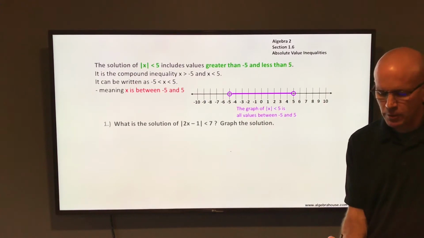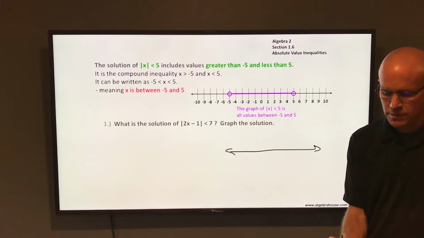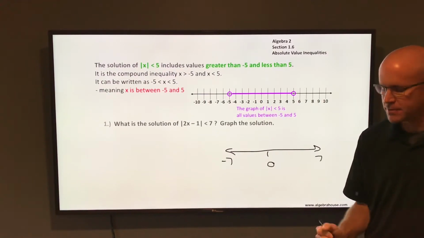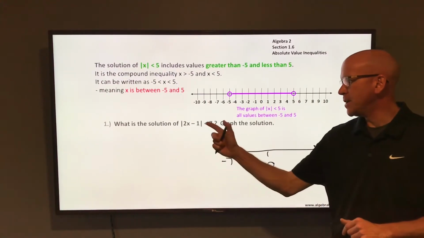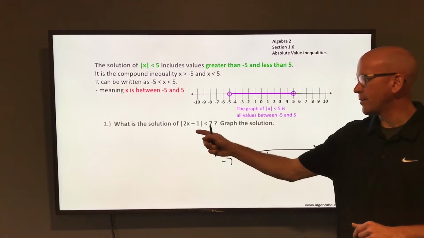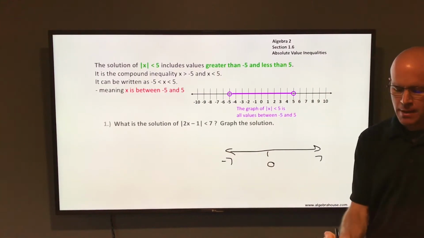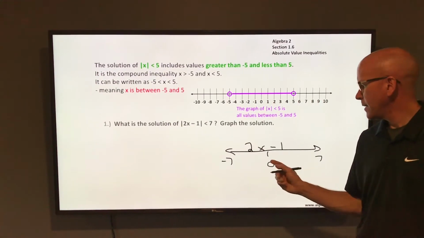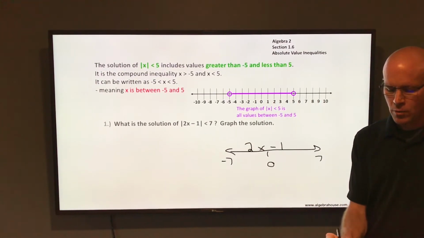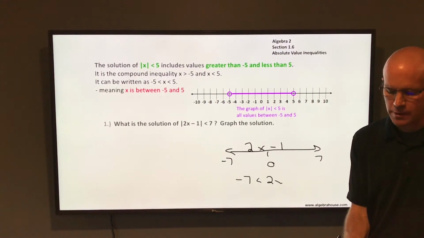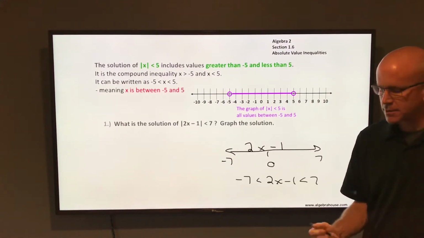So if you draw a number line, 0 in the middle, you have negative 7 on the left, positive 7 on the right. The distance that 2x minus 1 is away from 0 is less than 7. That means 2x minus 1 lies in between negative 7 and 7. Or you could write that as negative 7 is less than 2x minus 1, which is less than 7.